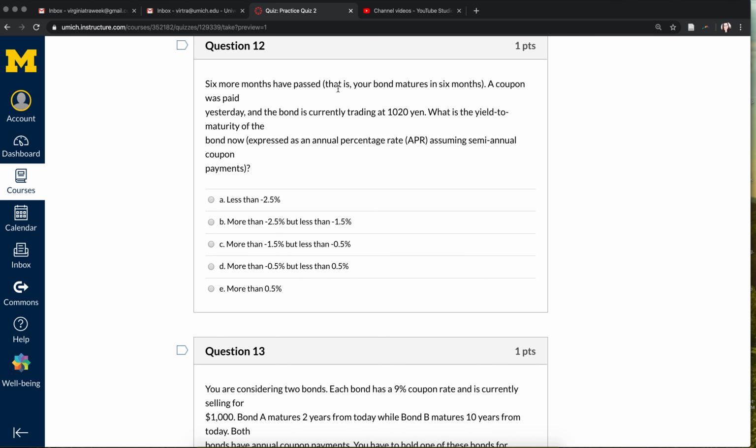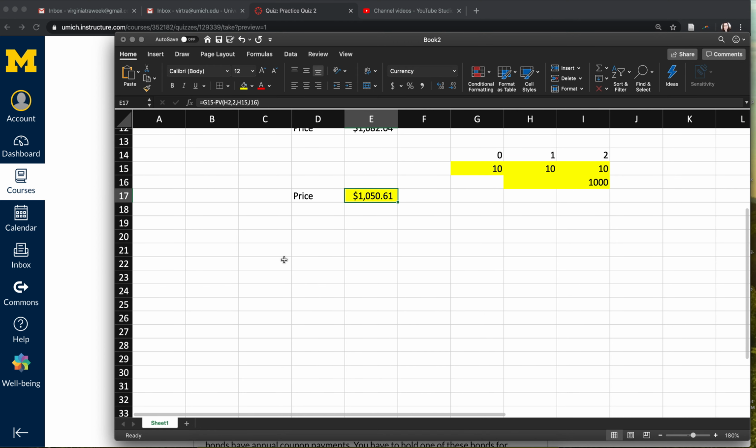6 more months have passed. That is, your bond matures in 6 months. A coupon was paid yesterday. The bond is currently trading at 1020. What is the yield to maturity? Okay, so let's scroll down again. And 0, 1. All we have here is a payment of 1010 and a price of 1020.